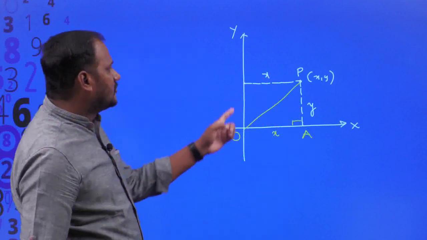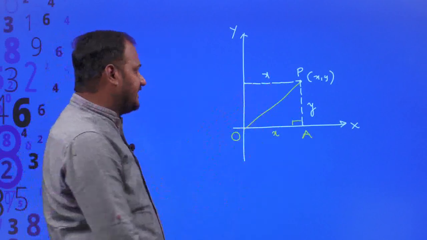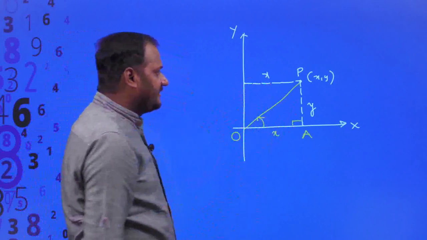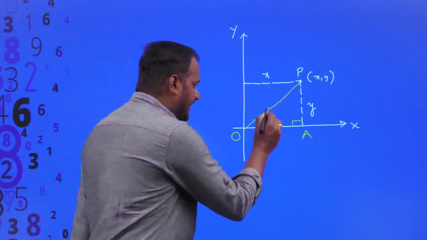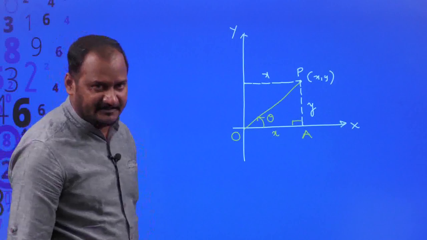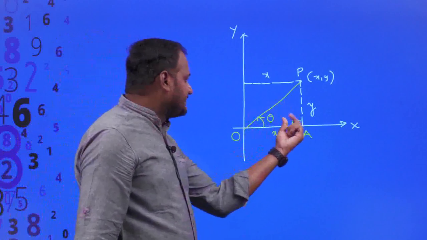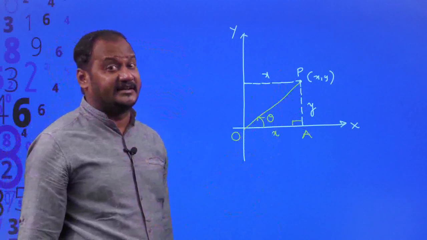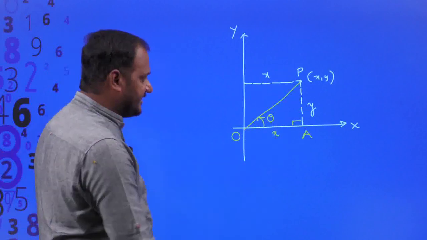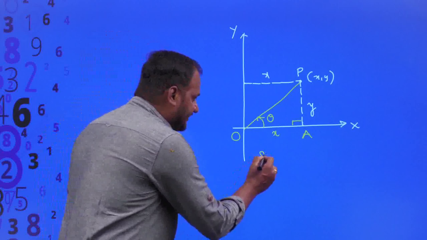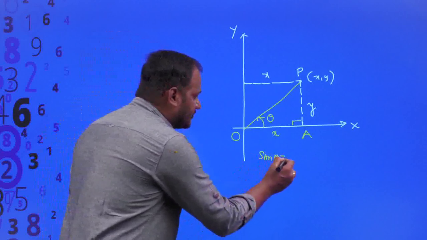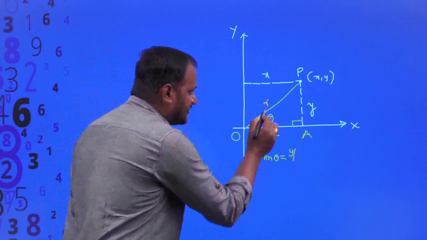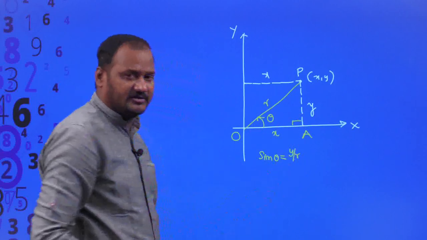Observe triangle OPA. We can understand one thing: if this OP started rotating in the anti-clockwise direction, then an angle is formed, and that angle can be considered as positive angle theta. With the help of this right angle triangle OAP, you can find out the values of all trigonometric ratios. I will just write here the value of sine theta. Sine theta is equal to side opposite to theta divided by hypotenuse. Let us say hypotenuse is equal to r.